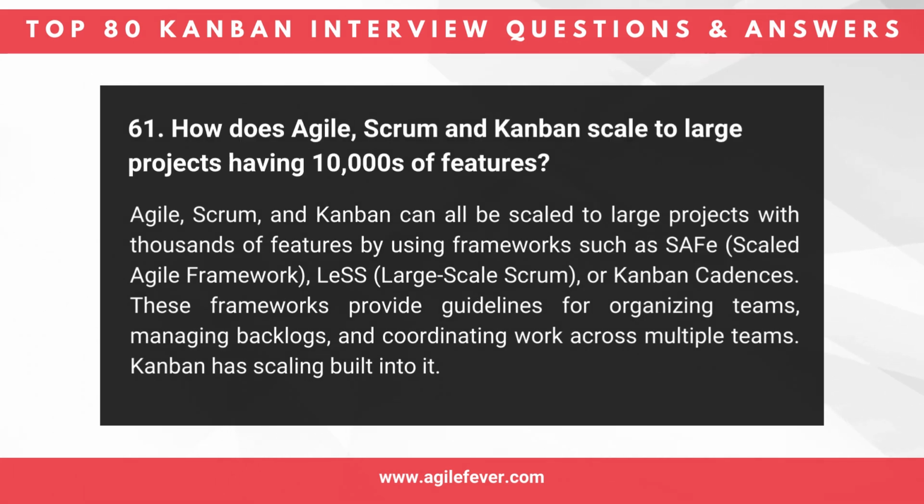Question 61. How do Agile, Scrum, and Kanban scale to large projects having thousands of features? Agile, Scrum, and Kanban can all be scaled to large projects with thousands of features by using frameworks such as SAFe, Scaled Agile Framework, LeSS, Large-Scale Scrum, or Kanban Cadences. These frameworks provide guidelines for organizing teams, managing backlogs, and coordinating work across multiple teams. Kanban has scaling built into it.